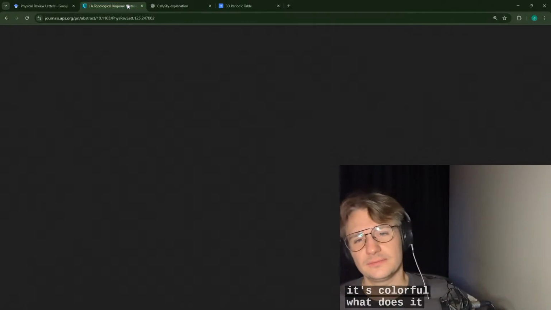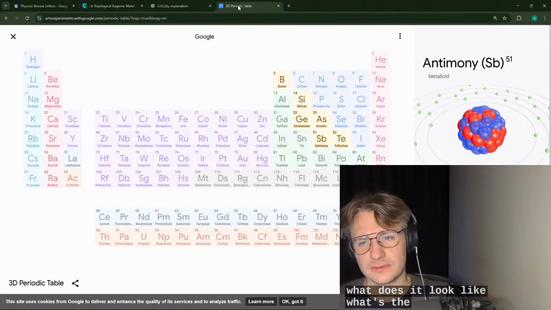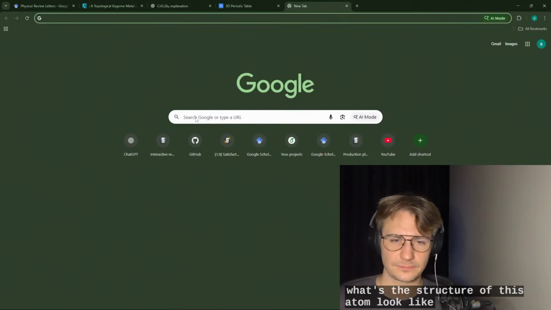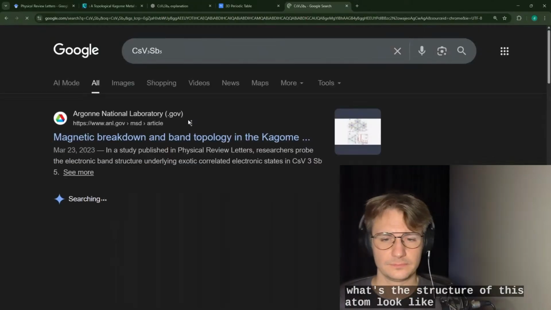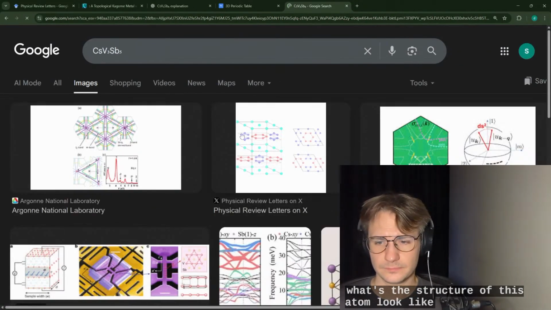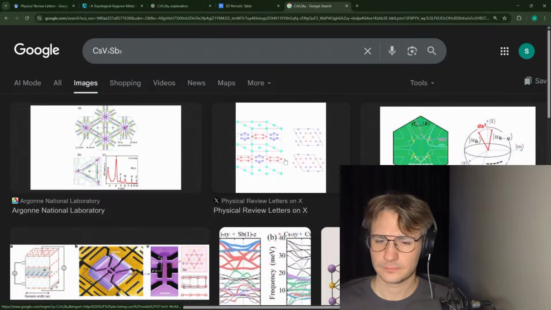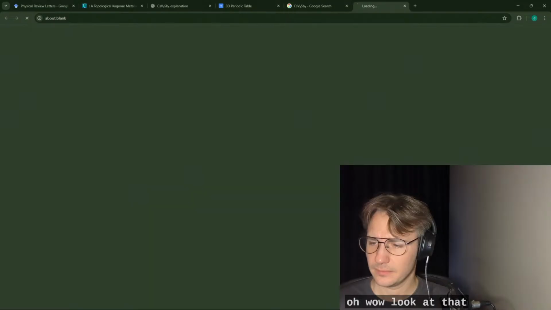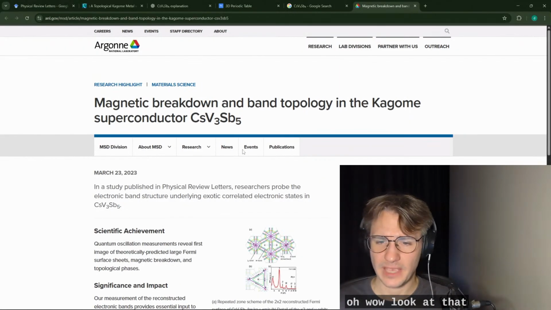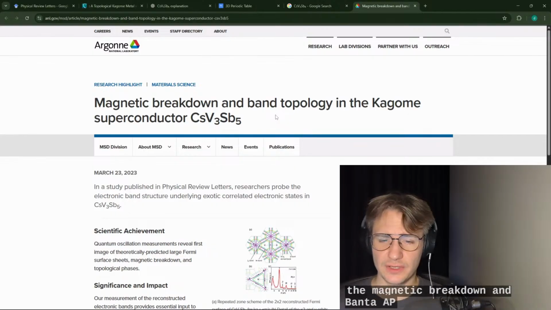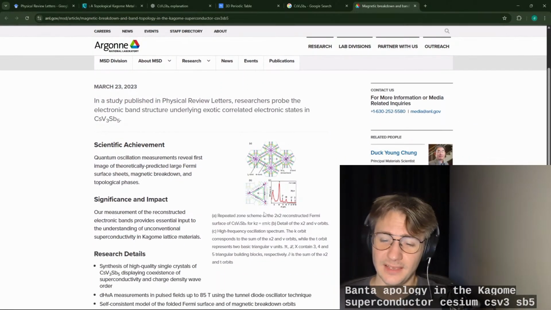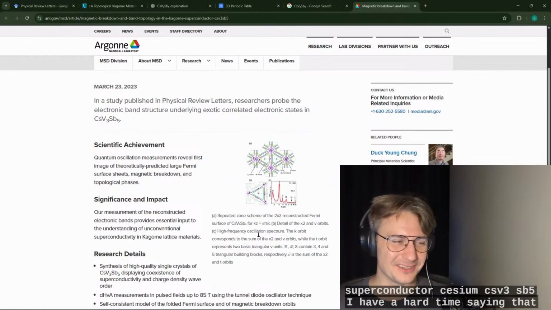What does it look like? What's the structure of this atom look like? Oh, wow. Look at that. The magnetic breakdown and band topology in the Kagome superconductor cesium CSV3SB5. I have a hard time saying that. I have a really hard time saying that.